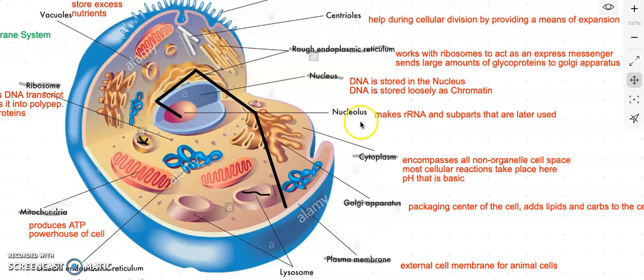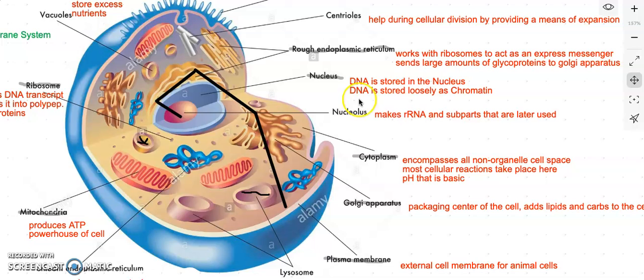Inside the nucleus, we also have the nucleolus, which makes rRNA that's used in ribosomes, but we'll get back to that in another video, probably when we're talking about translation and transcription. But just remember that they produce a certain type of RNA called rRNA, and it's a specialization of the nucleus.